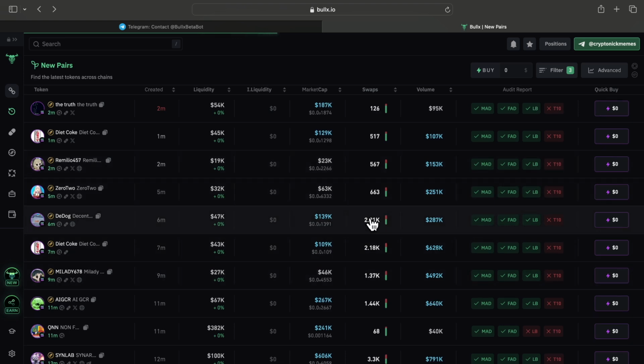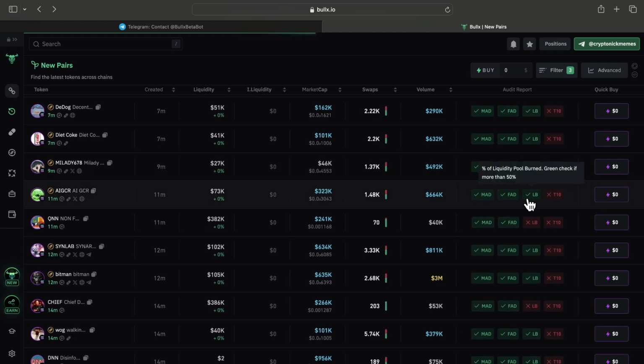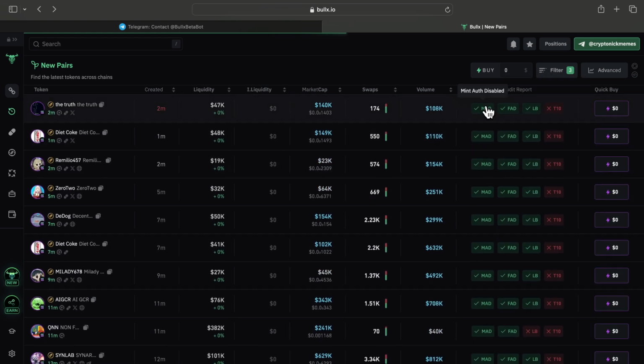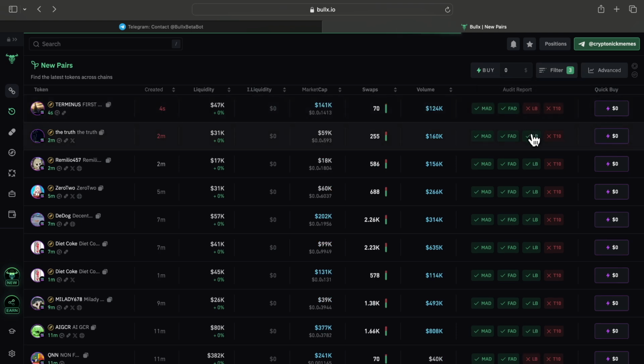So another thing I want to take a look at is this audit report section. So ideally you want to see the green. So you don't want to see the red here. It's very important that the mint authority is disabled. It's very important that the freeze authority is disabled, because otherwise you simply cannot even sell the token. Liquidity pool has to be burned. It shows green if it's more than 50% burned, but it's actually important that it's entirely burned. Actually 90% at least, I would say, is the ideal, but you'll need a different tool for this, which is soscan.io, but this is for a separate video.